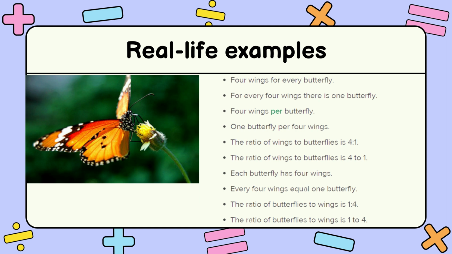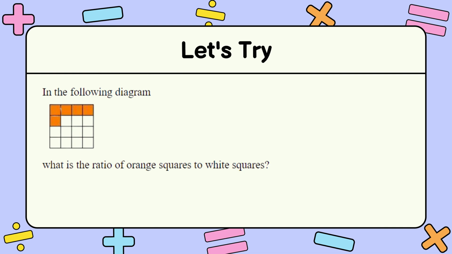Each butterfly has 4 wings. Every 4 wings equal 1 butterfly. The ratio of butterflies to wings is 1:4. We can see that the same ratio can be expressed by using various different sentences. Please remember this. Let's try a problem here. Take some time and see if you can do it.